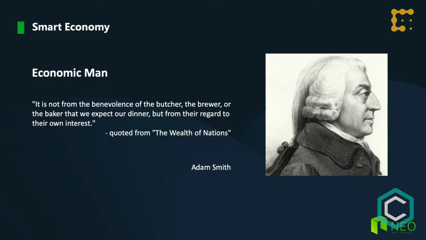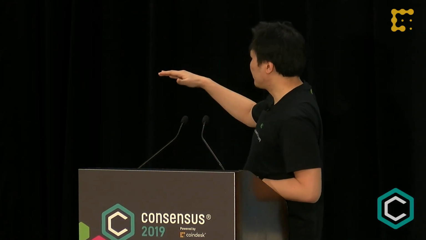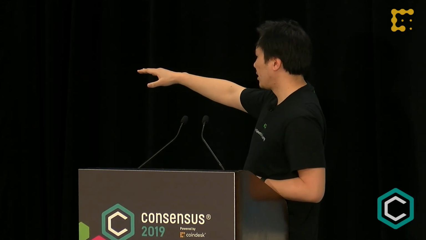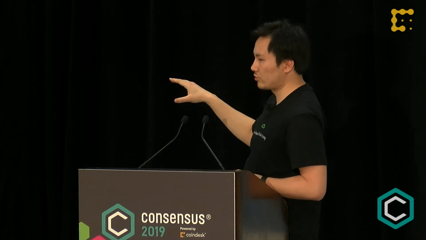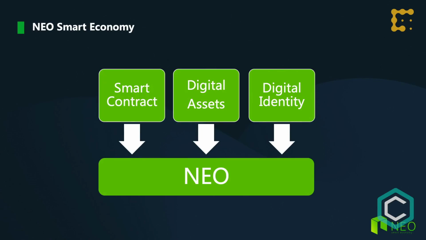It's something very basic. Modern economy is based on this assumption, I think: the economic man. So when we build smart economy, we also need something very basic, which is NEOID. I hope NEOID can be the very basic foundation in this NEO 3.0 vision, and all these ID solutions can be built on NEOID.